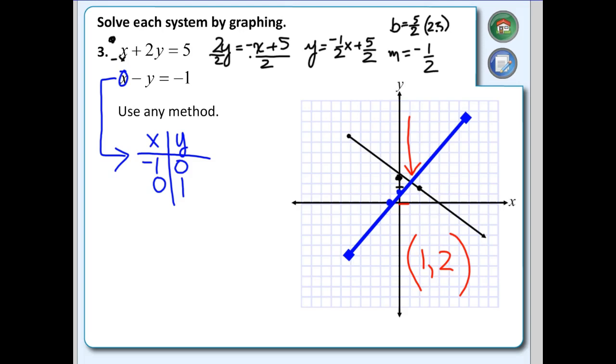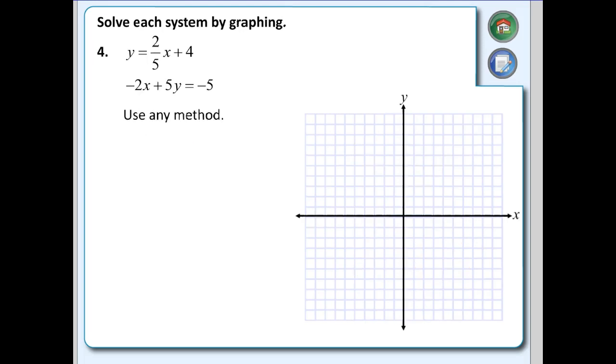All right, now let's go ahead and look at number 4. If I want you to graph both lines there, well, the first line's kind of easy, if you notice. We've already got it in slope-intercept form.